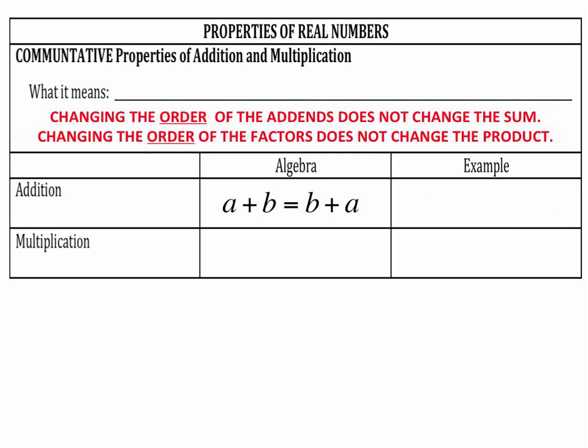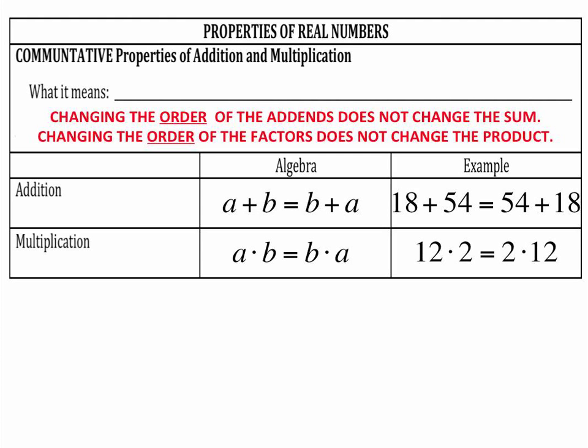All right, you want some numbers as an example? Well, 18 plus 54 would be 72, and that is obviously the same as 54 plus 18. So when I add, it doesn't matter what order I add them in. That's what they're telling me here. All right, when I multiply, a times b is the same as b times a. So let's look at some numbers. 12 times 2 is 24. That's the same as I would get if I multiplied 2 times 12. So when we multiply, the order doesn't matter. That's what the commutative properties tell me.